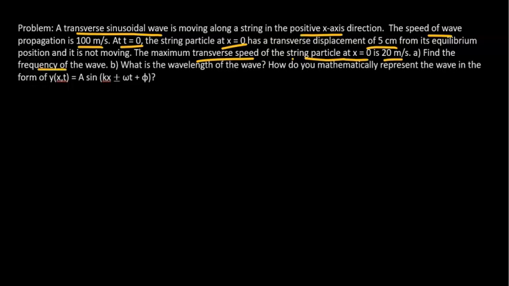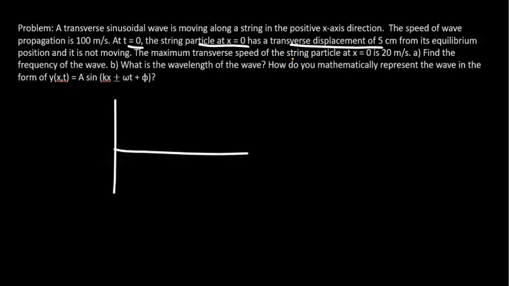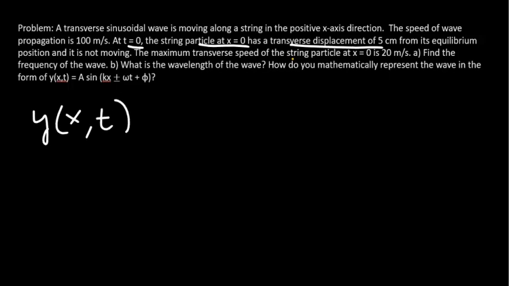So let's do part A. We were told that at t equals 0, the string particle at x equals 0 has a transverse displacement of 5 cm from its equilibrium position. Now that means the waveform has the following shape. So this suggests to us we are dealing with a cosine function. So let's write the transverse displacement of that string in the following manner.